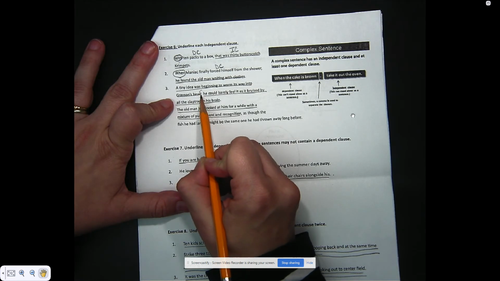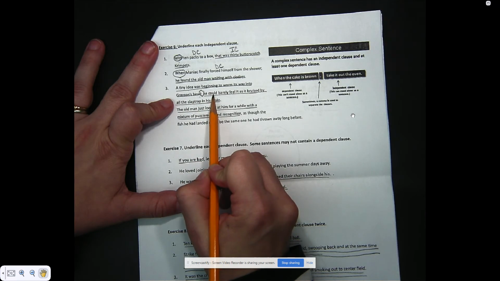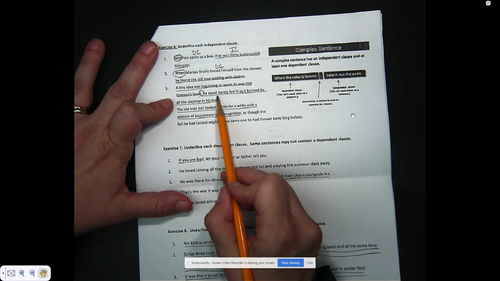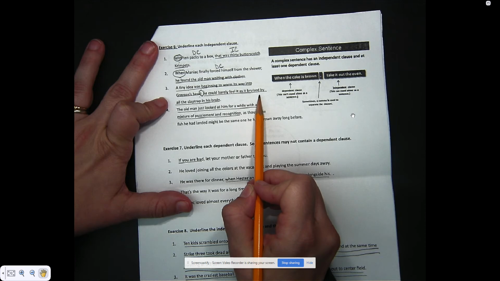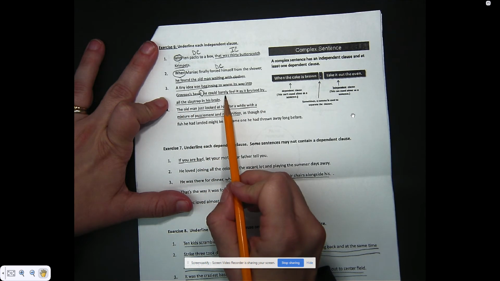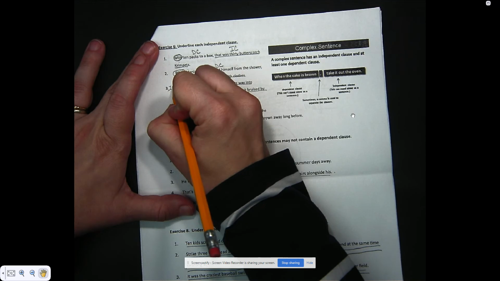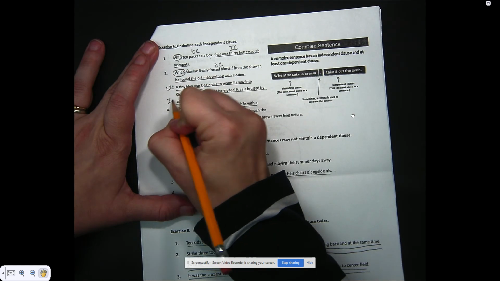Then you have a semicolon, which tells you there's going to be an independent clause before and an independent clause after. He could barely feel it as it brushed by all the claptrap in his brain. That is an independent clause. So this one you have independent clause and independent clause.